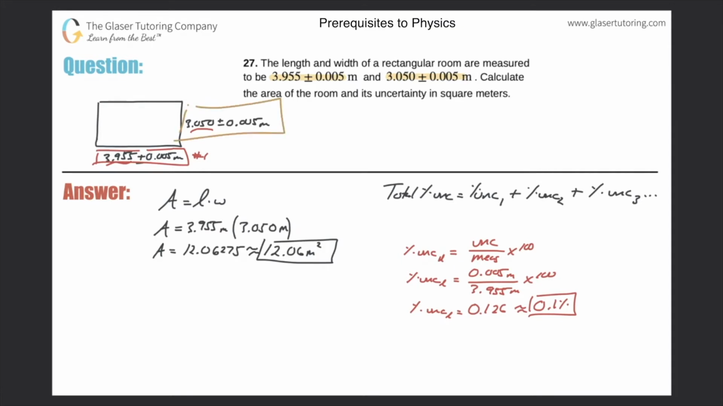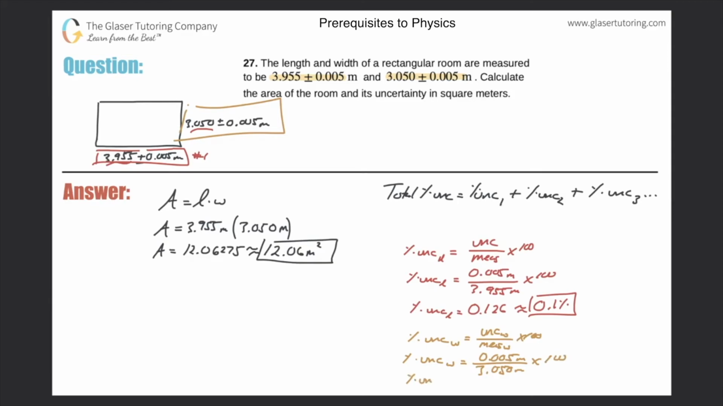Here, the percent uncertainty of the second measurement, or the width in this problem, would be the uncertainty associated with the width divided by the measurement itself of the width, multiplied by 100. So the percent uncertainty of the width is going to equal the uncertainty associated with the width, which was 0.005 meters, divided by the measurement itself for the width, which was 3.050 meters, multiplied by 100.